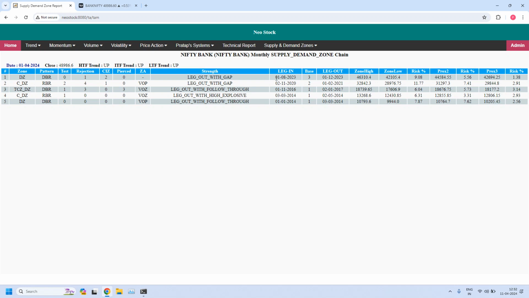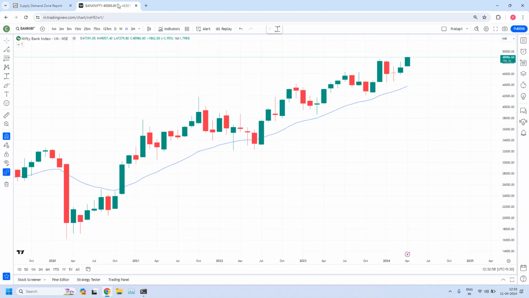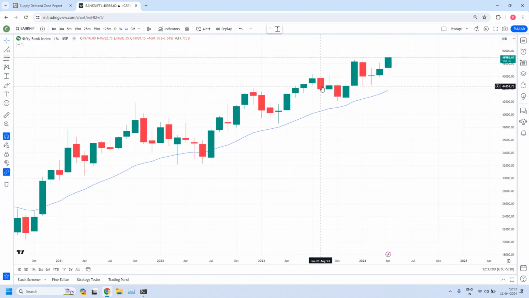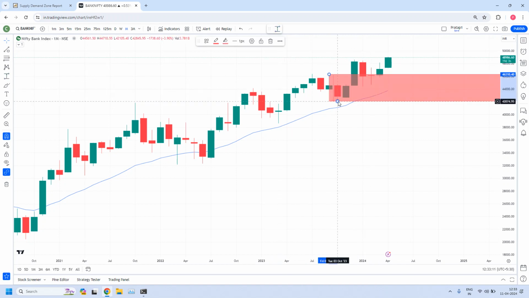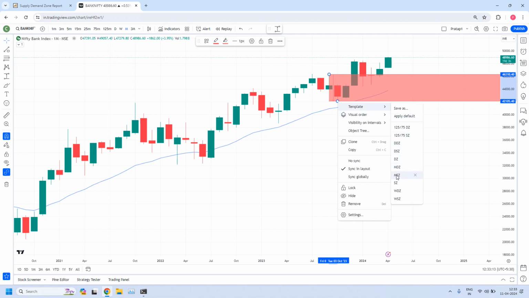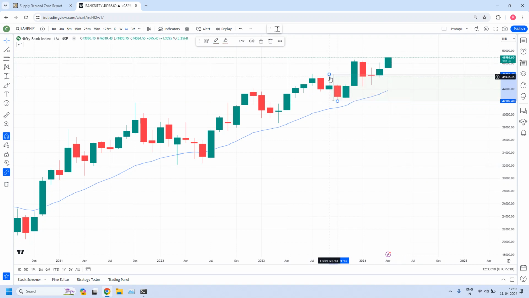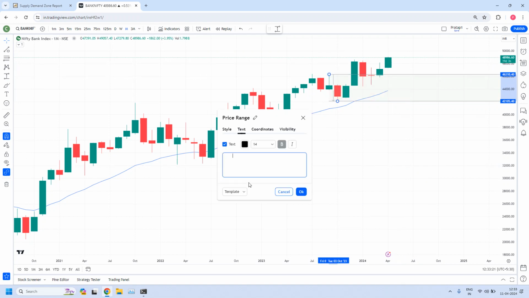So the leg in is 1st August 2023. After that we have 3 base candles. Let us check. This is the 1st August 23. This is the leg in. Then we have 3 base candles and then we have a leg out. So let's draw the zone, monthly zone. Let me change the color to monthly demand zone, and also let me add the text as a monthly demand zone. Okay, we have added a monthly demand zone.